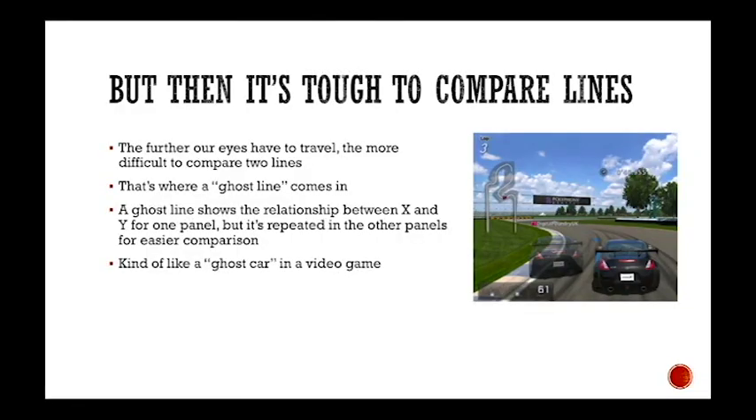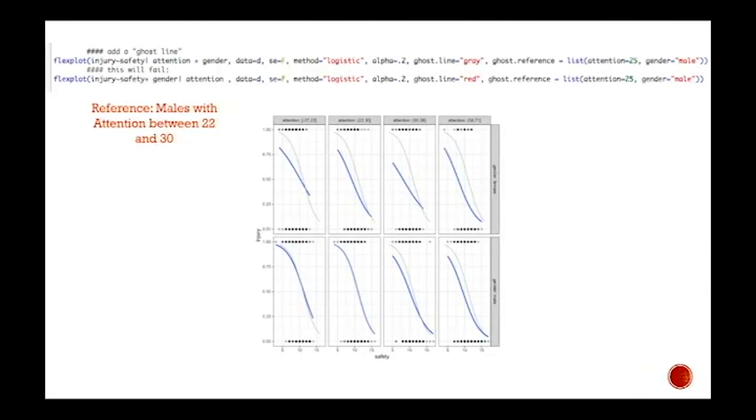It's kind of like a ghost car where they have this transparent car in a video game race that shows how your last performance was, or shows what you were doing when you got the record or whatever it is. So it's a similar idea: it shows a line of a particular area but repeated across panels. So for a visual, here's an example.